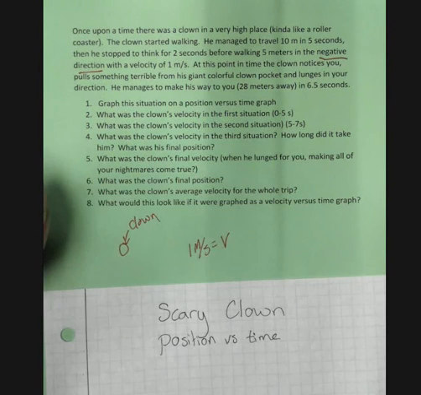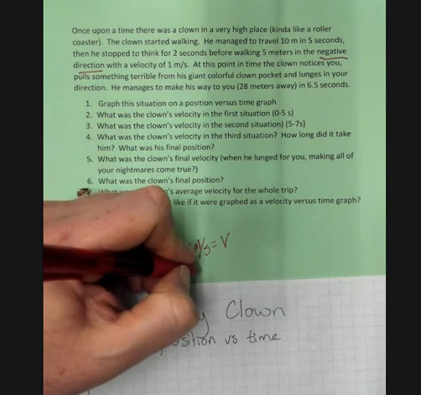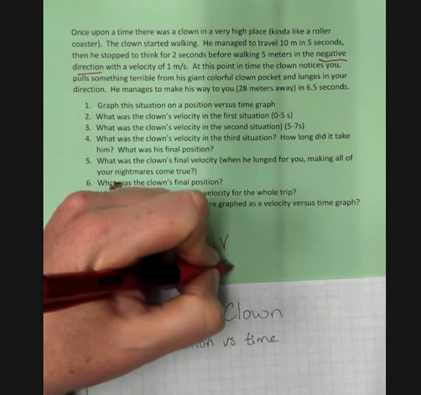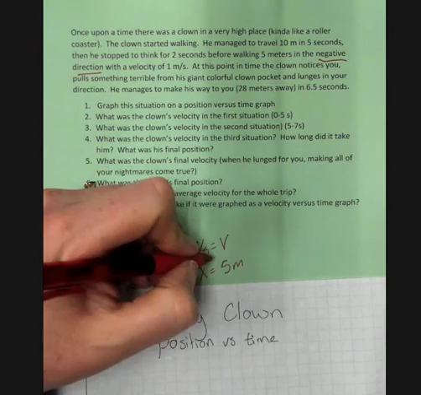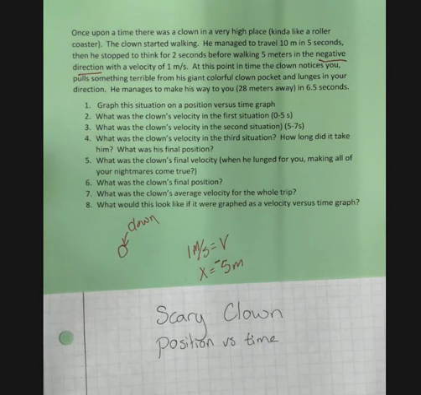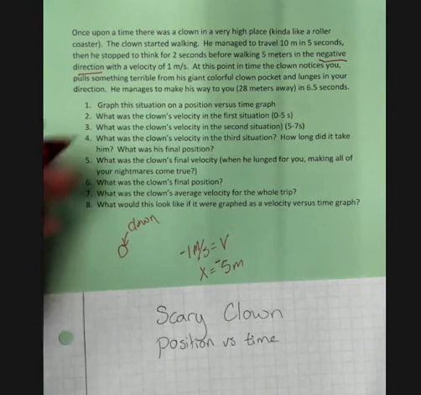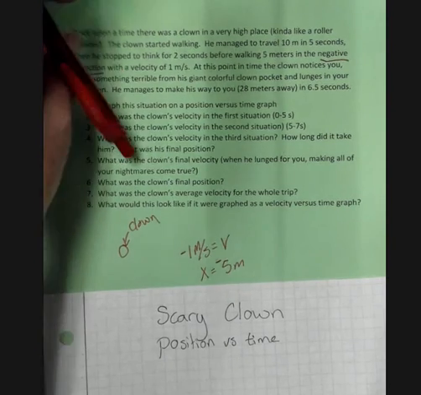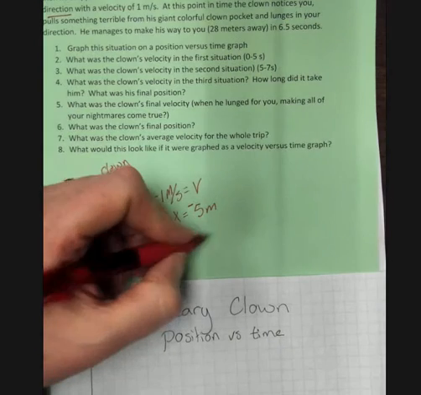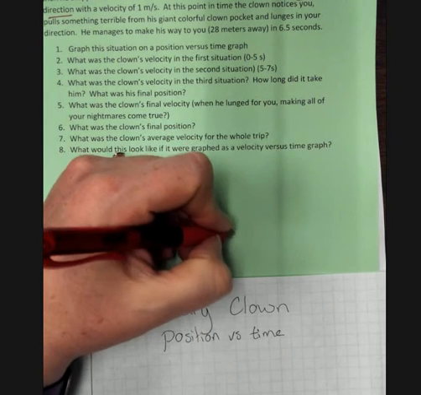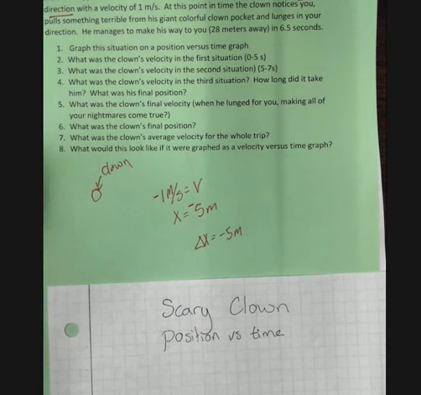Alright, and his distance or change in position is 5 meters, but that change in position is in the negative direction, which means that his velocity must also have been negative. Let's see how we could consider that. Alright, his change in position is 5 meters in the negative direction.